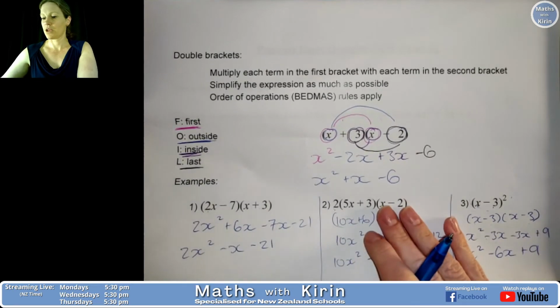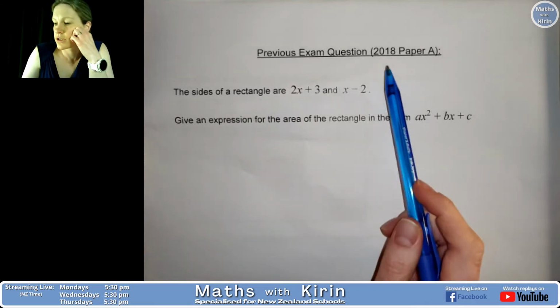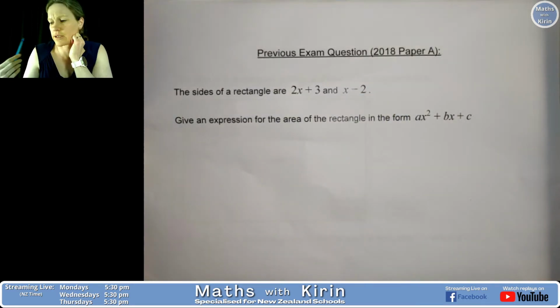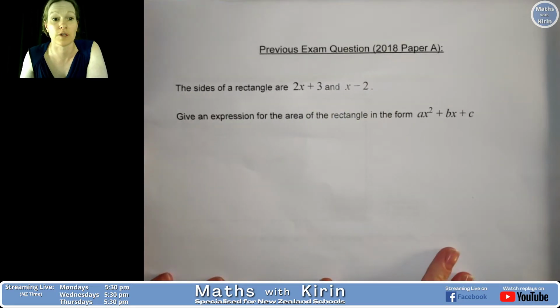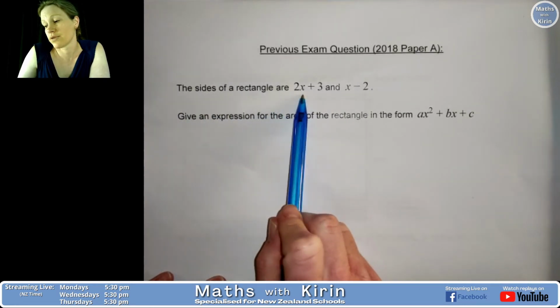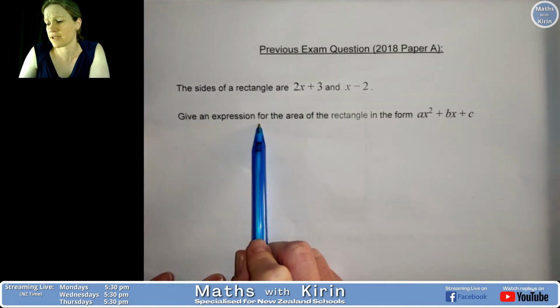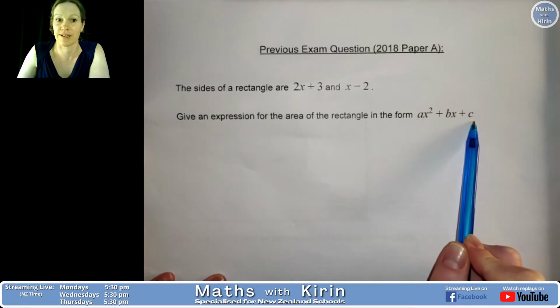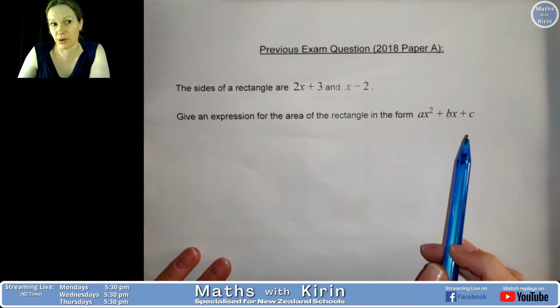cool. So I've got 2 questions from old exams. This question is from a 2018 paper. As I said before, the sorts of questions that you can expect where you'll need to expand will be more likely in solving equations, but this one has popped up before, so it's worth going through. It tells us that the sides of a rectangle are 2x plus 3 and x minus 2. And it's asking us to give an expression for the area of the rectangle in this form: ax squared plus bx plus c. Okay, so there's quite a bit of information here, and some of this stuff might look a little bit foreign to you.